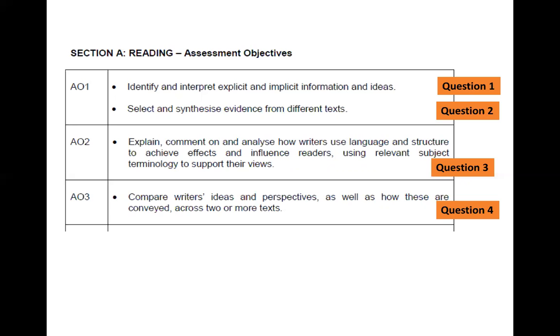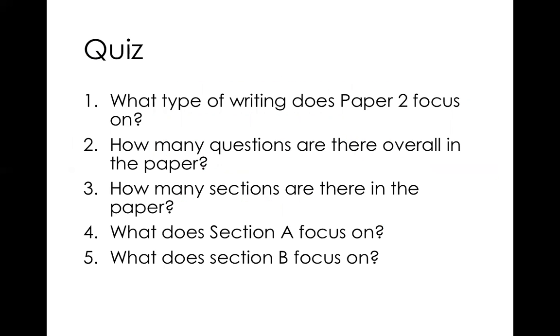And then finally, assessment objective 3. You weren't assessed on this one in the last paper, because this one is about comparing writers' ideas and perspectives, as well as how these are conveyed across 2 or more texts. Obviously, paper 1 only involved 1 text. This one involves 2. So this assessment objective now becomes relevant.